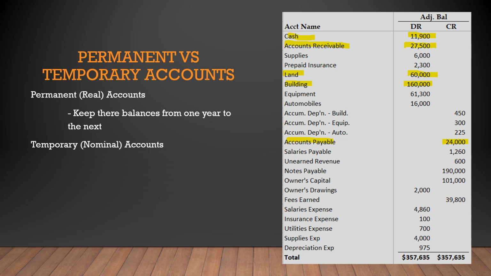So to summarize, permanent accounts are the company's balance sheet accounts. Every account on the balance sheet is going to retain its balance in the following fiscal year. Our temporary accounts are those that are cleared out at the end of the year. These are our non-balance sheet accounts. So our income statement accounts, like revenues and expenses, as well as owner's drawings.